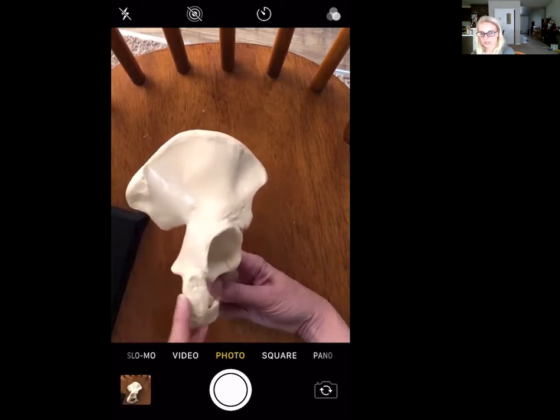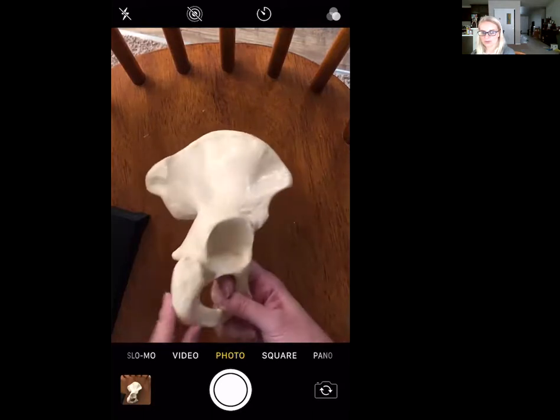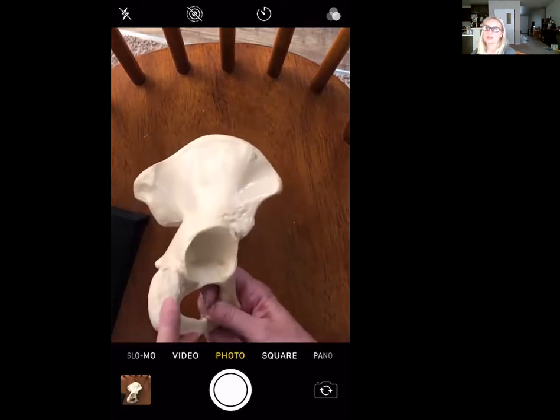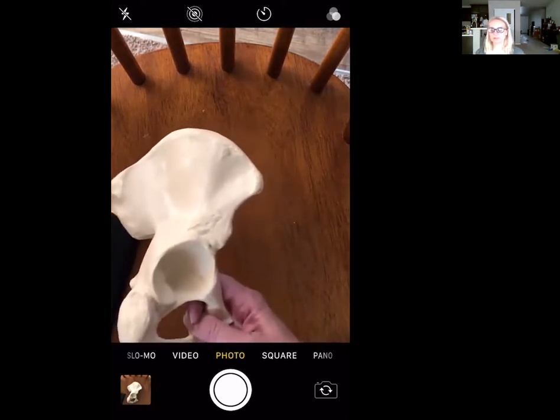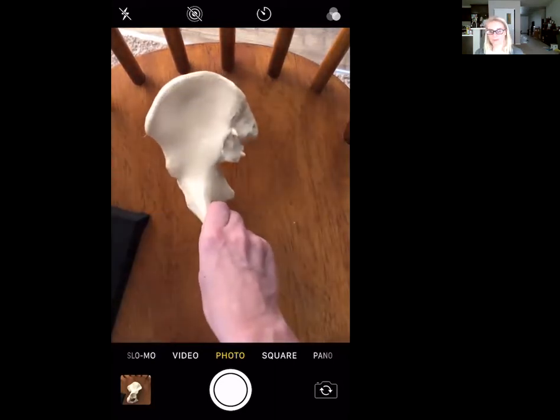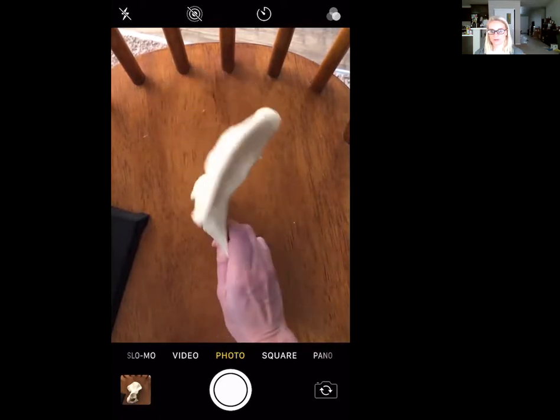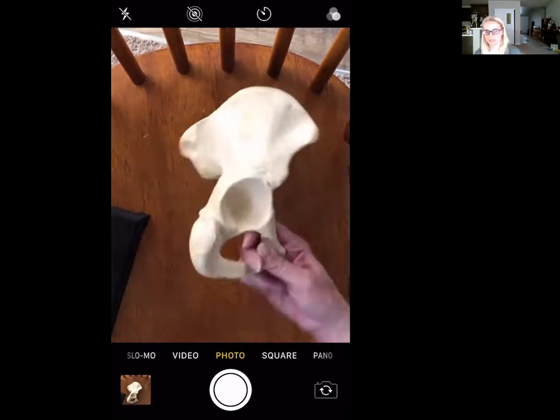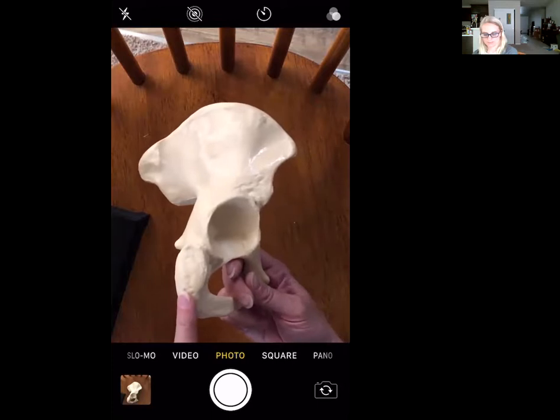Greater sciatic notch. And then we have that rough and bumpy area here, which is your ischial tuberosities. Sometimes this is called the sit down bone, because if you're sitting down, this is what you're sitting on. So that is how your butt is oriented right now, you are sitting on the ischial tuberosity.